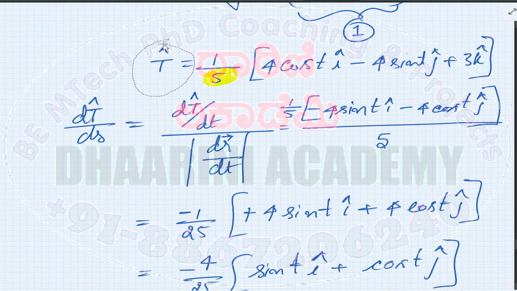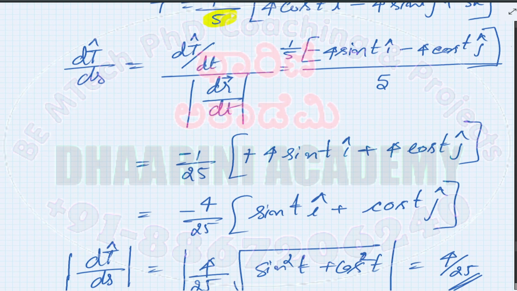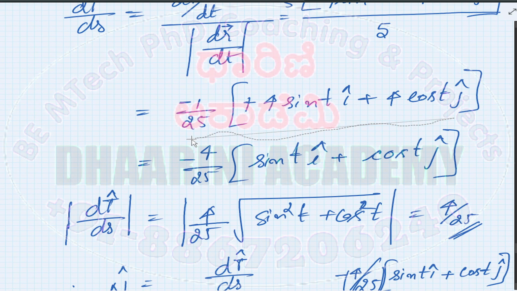See, this is T cap. What I want is dT cap by dt. Differentiate. So 4 cos t differentiation becomes minus 4 sin t. Then I have minus 4 sin t, which becomes minus 4 cos t after differentiation. And the 3 you have here gets cancelled because the differentiation of 3 is 0, divided by the magnitude of dr by dt, which is nothing but the denominator of this term. So that is just 5. You can see that I am writing 5 here. Now after simplification I'll take the minus 4 outside and I'm left with this particular function as the answer, that is dT by ds.